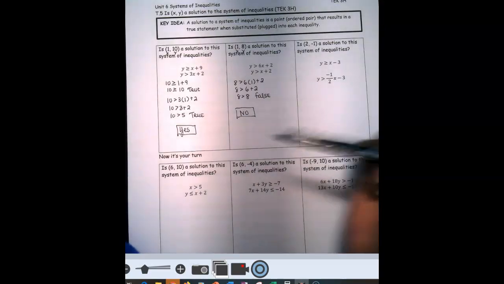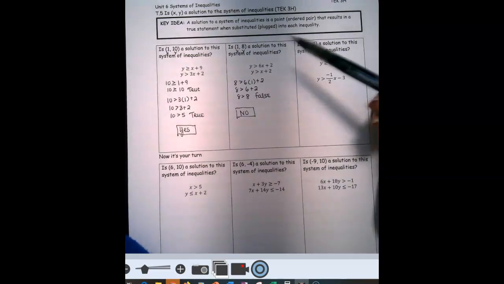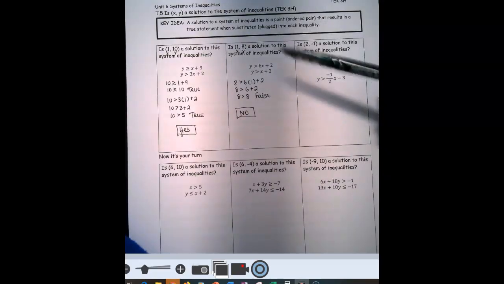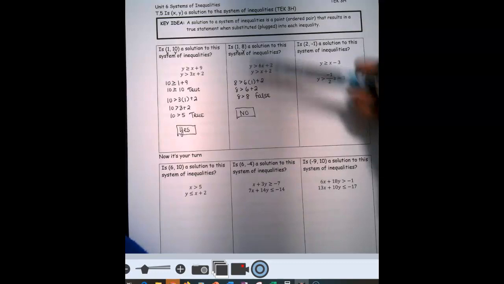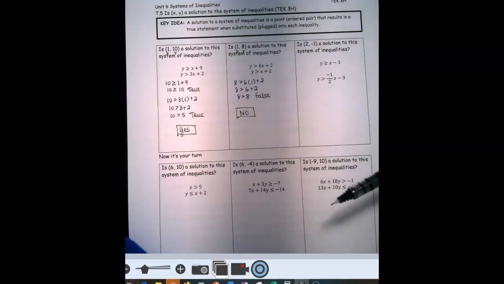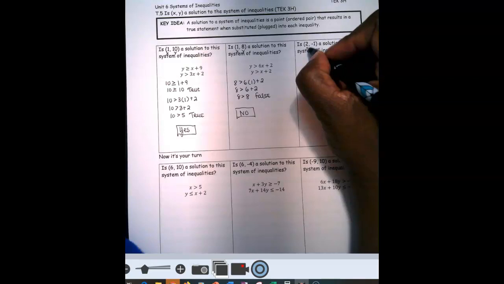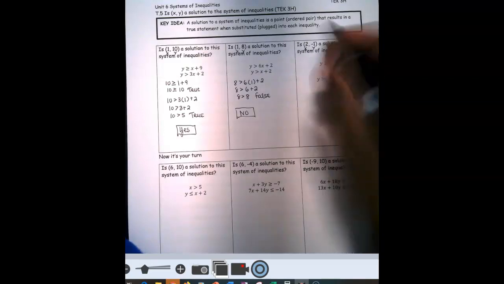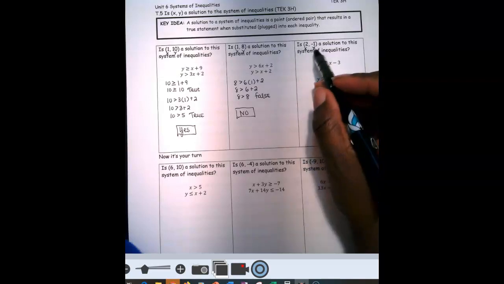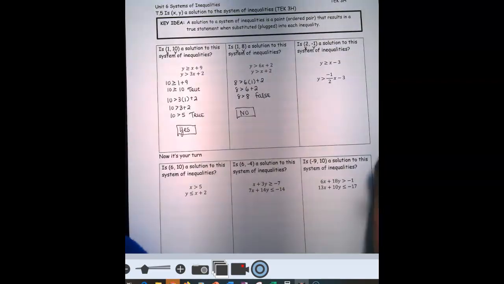In order for us to say yes, both statements have to be true. If one statement is false, then the whole thing is false, and you don't even have to check the other one. So that's how that works. So let's go on. We've got 2 is x, -1 is y. So we want to know, is 2, -1 a solution to this system?